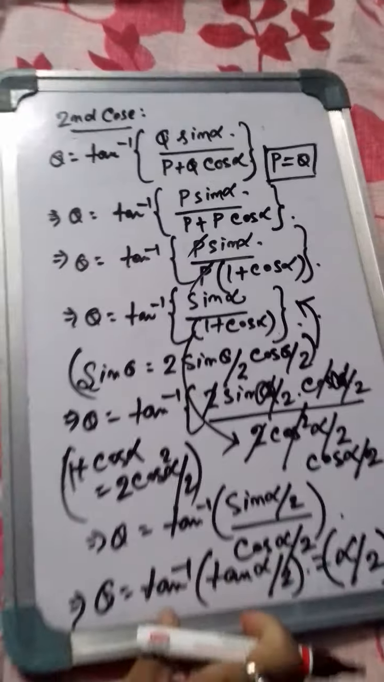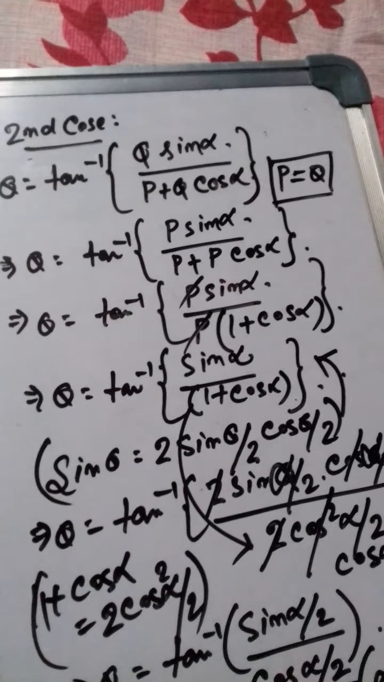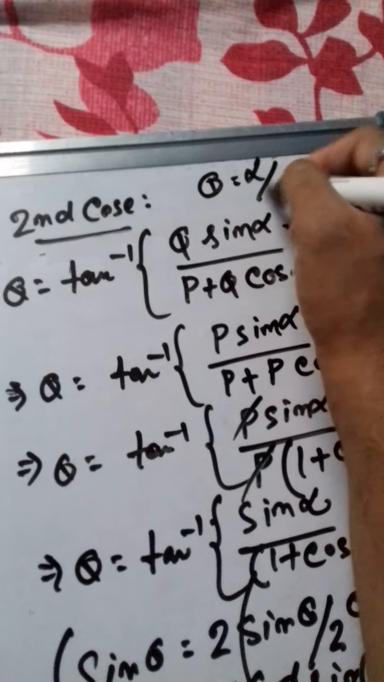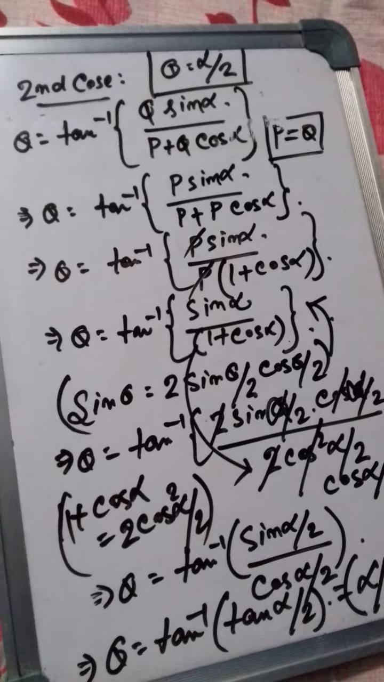So the thing is, if the two forces are equal and the angle between the forces is alpha, then theta is equal to alpha by 2. This is the derivation of the resultant.